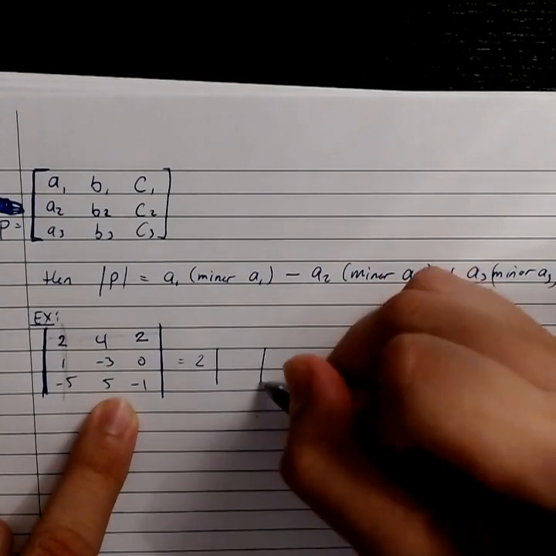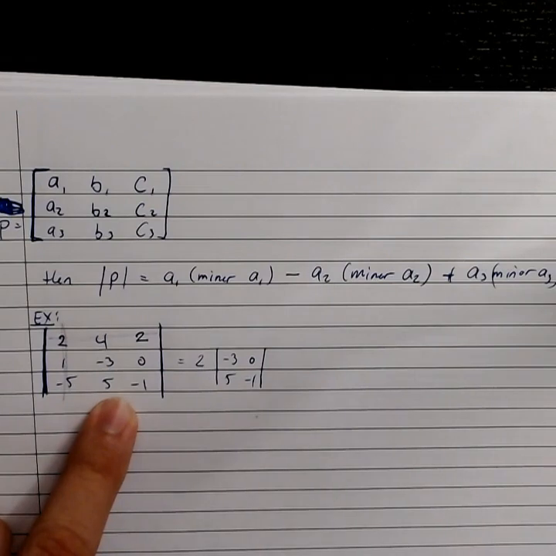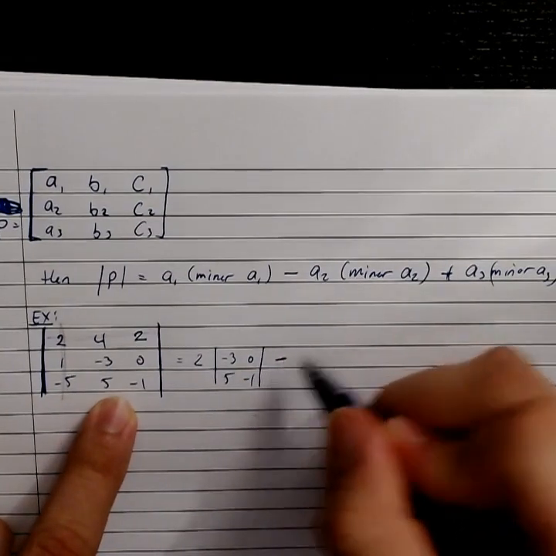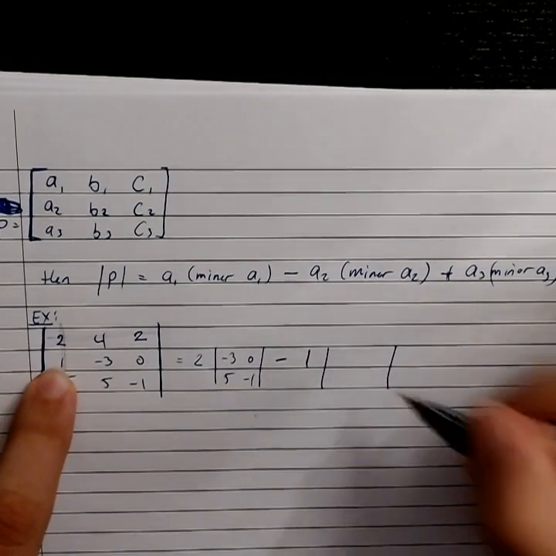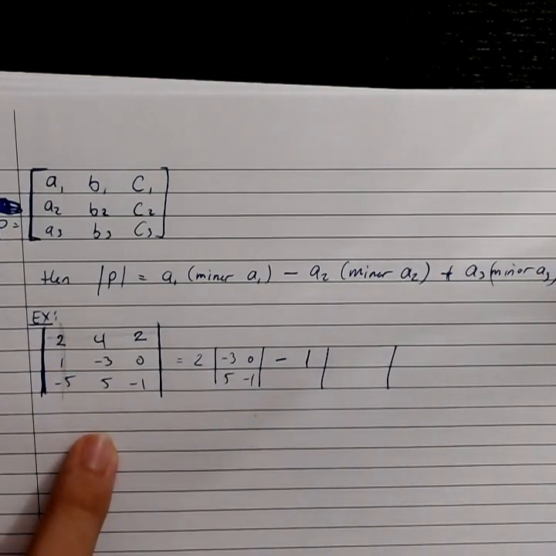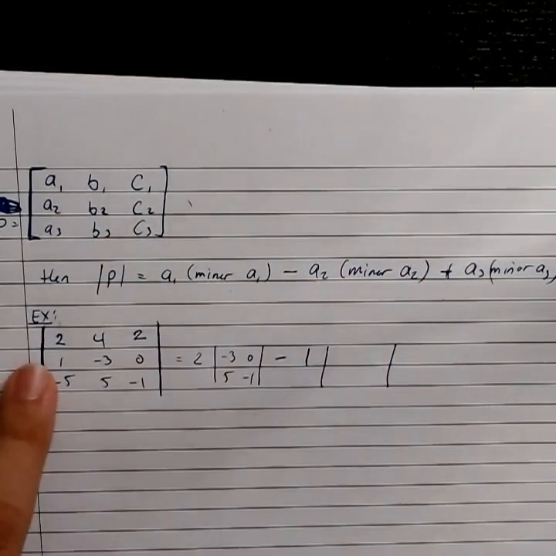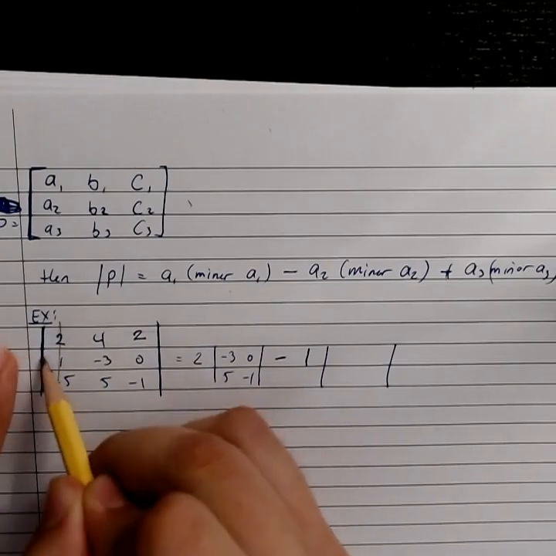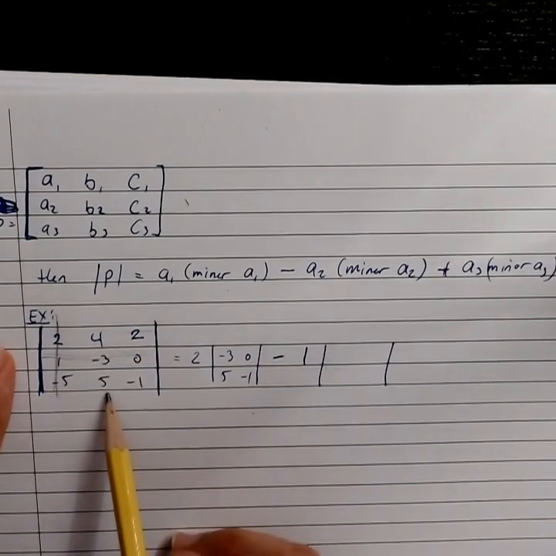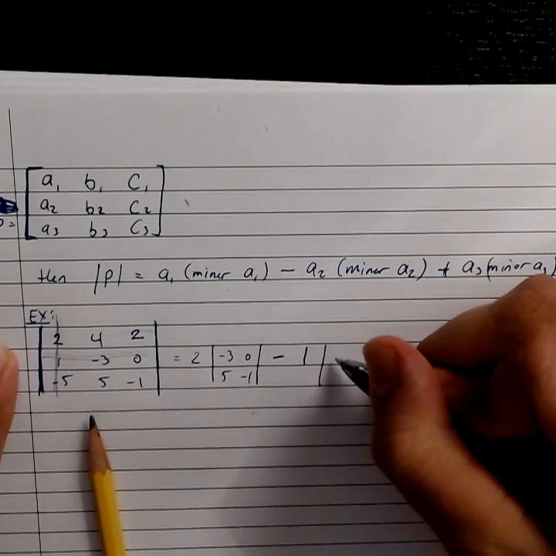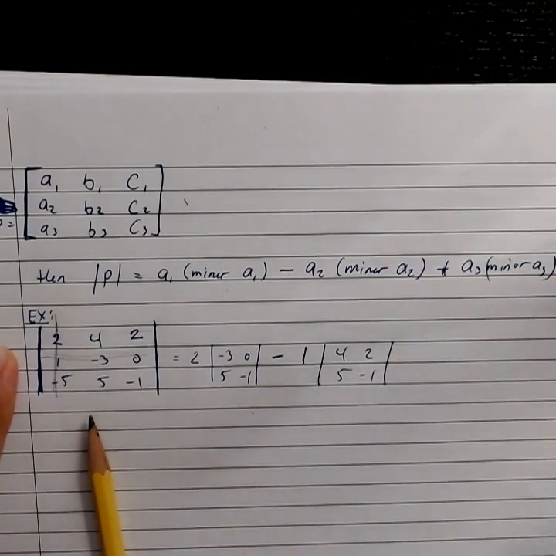Okay, well that's a 2 by 2 matrix. That's minus 3, 0, 5, and minus 1. Okay. And then there's going to be a minus here. And now you're going to take the second number in that first column, which is the number 1. And now you're going to take the minor of that number. So here, let's see what that looks like. The minor of the number 1 here. Well, again, you ignore that row and that column, like that. And what's left is 4, 2, 5, minus 1. So here we want the determinant of the 2 by 2 matrix, 4, 2, 5, minus 1.